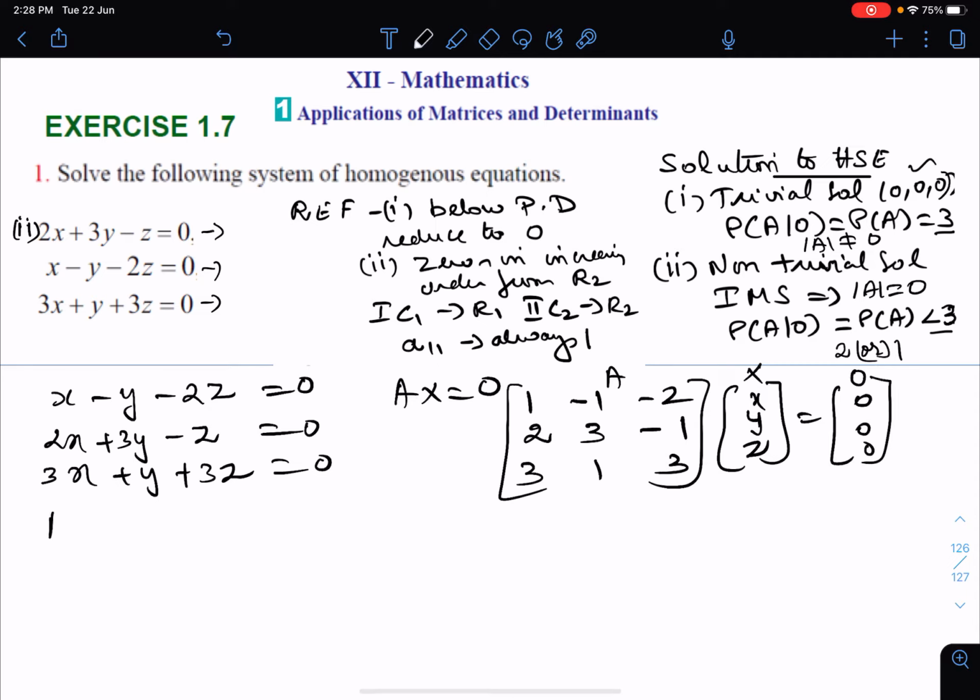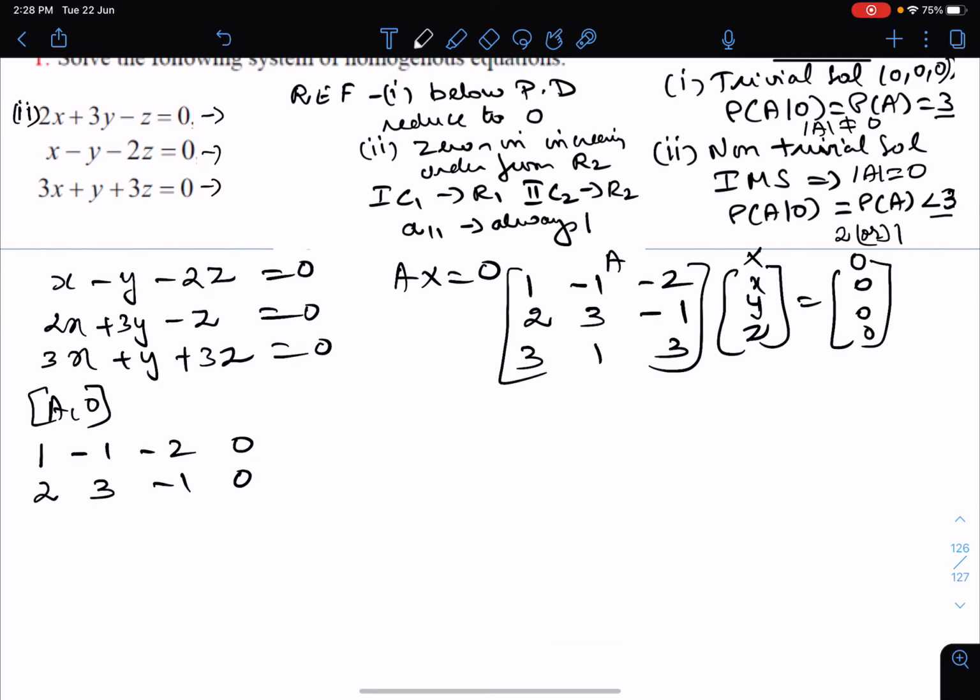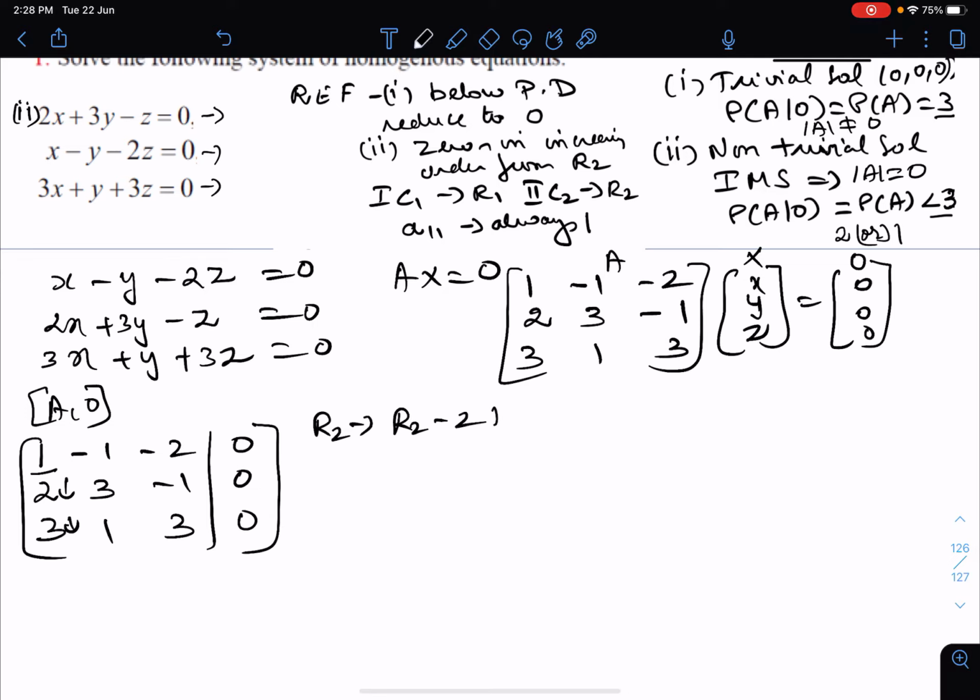Now we write [A, O], the augmented matrix: 1, minus 1, minus 2, 0; 2, 3, minus 1, 0; 3, 1, 3, 0. Drop the line and close the augmented matrix. Now below this 1 you are going to make the 2 and 3 to 0. For that you get the help of row 1. So row 2 becomes row 2 minus 2 row 1, and similarly row 3 becomes row 3 minus 3 row 1.